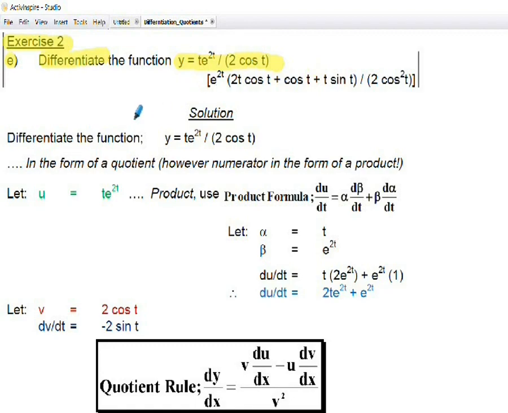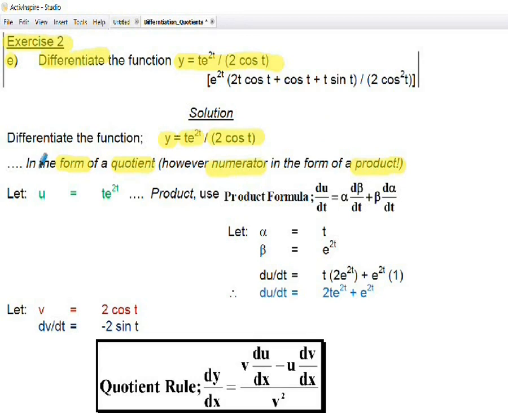But the thing to be careful of when you look at the y function is this top line, the t e to the 2t, is actually a product. The bottom line is fine, it's in standard form, it's 2 cos t. So we need to be careful here. It is in the form of a quotient overall, however the numerator is in the form of a product. So we're going to have to bring in the product rule from our previous work to solve this problem.